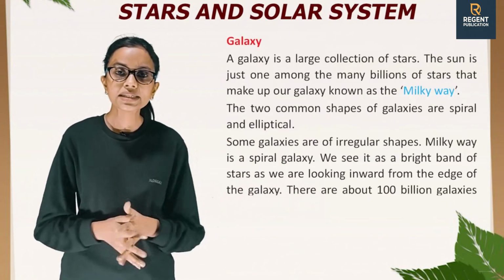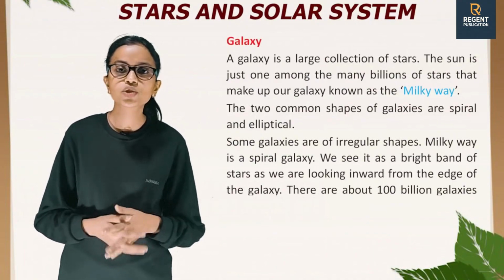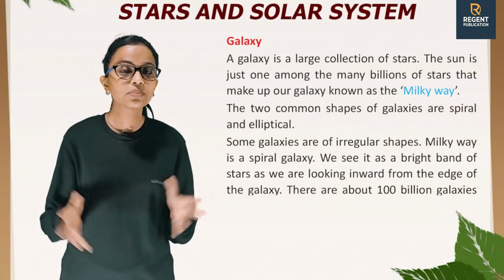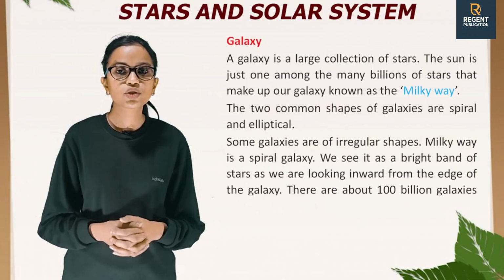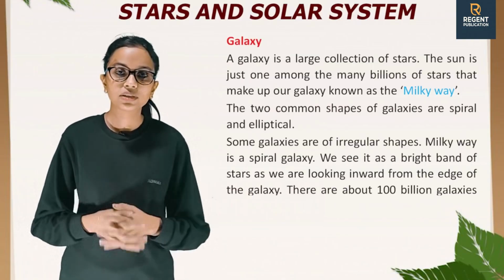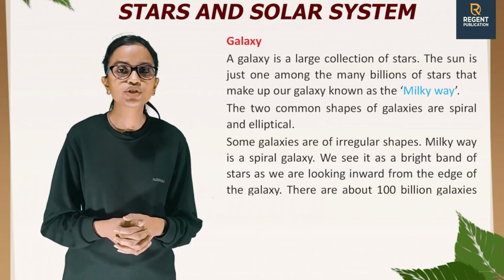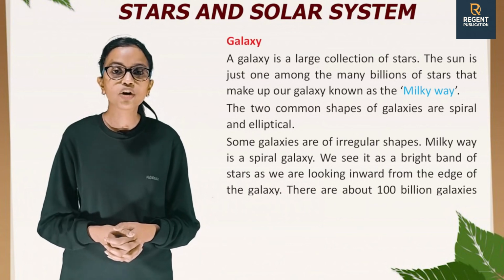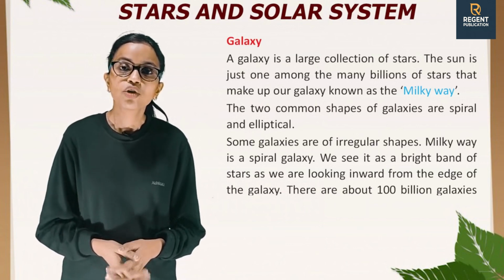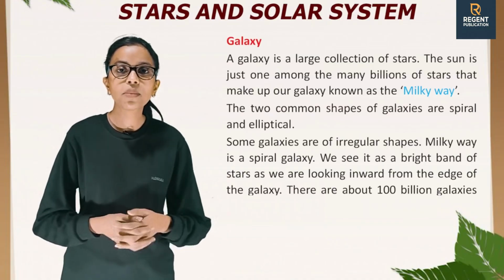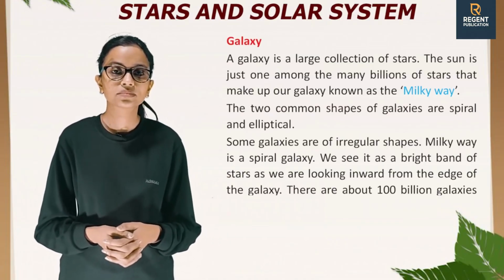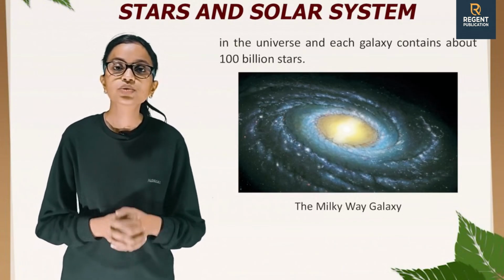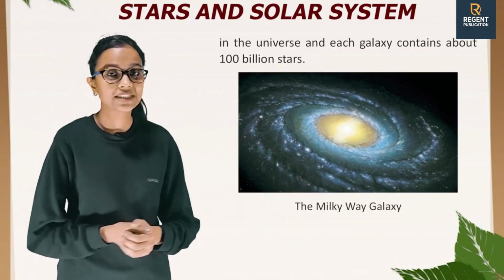Galaxy. A galaxy is a large collection of stars. The sun is just one among the many billions of stars that make up our galaxy known as the Milky Way. The two common shapes of galaxies are spiral and elliptical. Some galaxies are of irregular shapes. Milky Way is a spiral galaxy. We see it as a bright band of stars as we are looking inward from the edge of the galaxy. There are about 100 billion galaxies in the universe, and each galaxy contains about 100 billion stars. So this is the picture of the Milky Way galaxy.